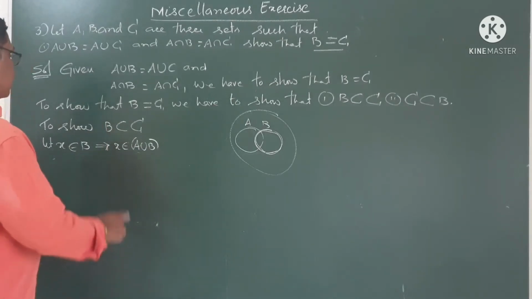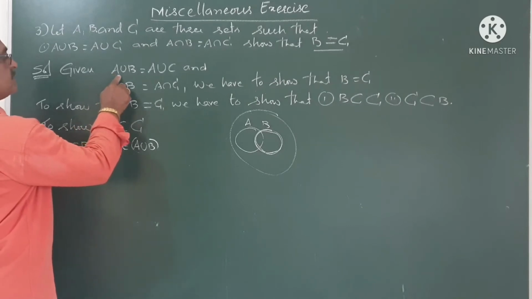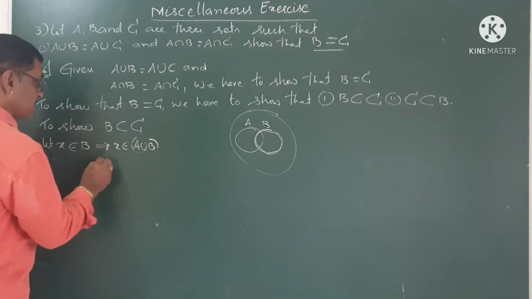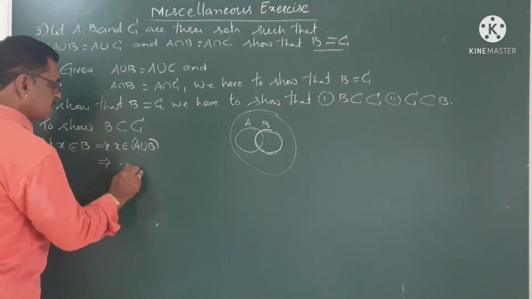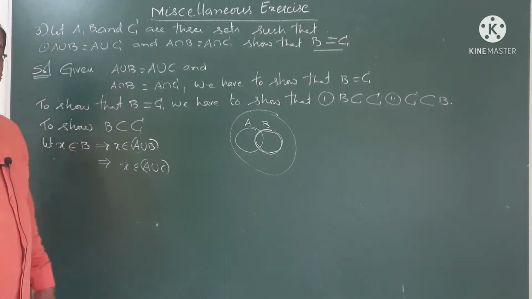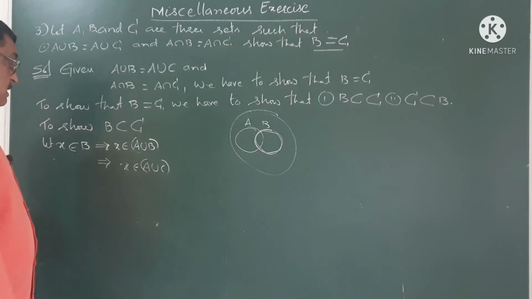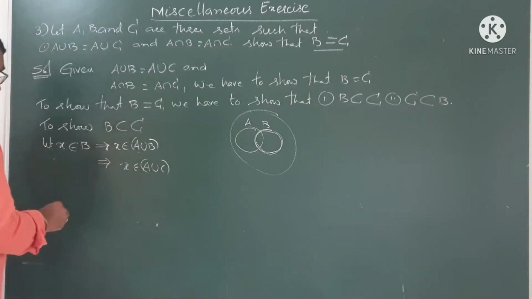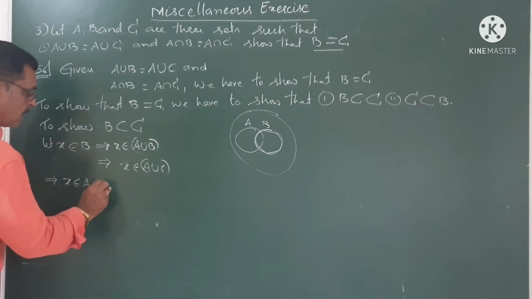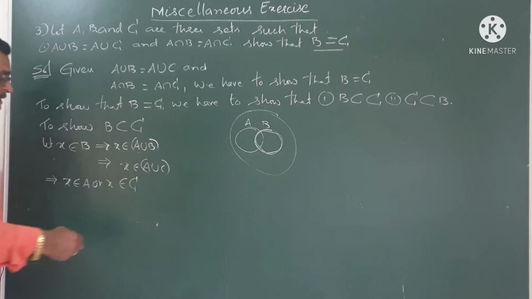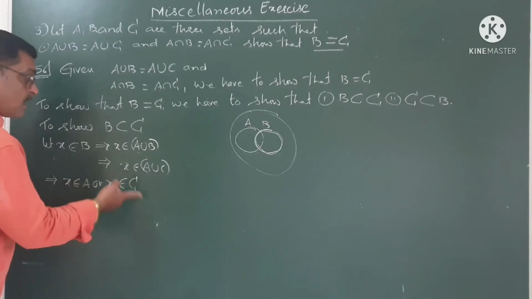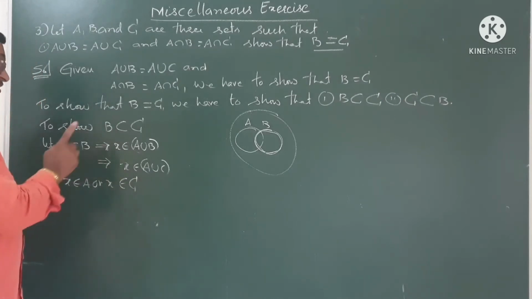Now, I use this condition. What is the condition? A union B is equal to A union C. It's one. So I can use that one. So this implies x belongs to A union C. Now x belongs to A union C means x belongs to A or x belongs to C. Either this or that. So my value x can be either in A or in C. So two cases I have.